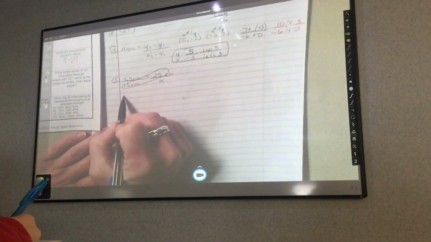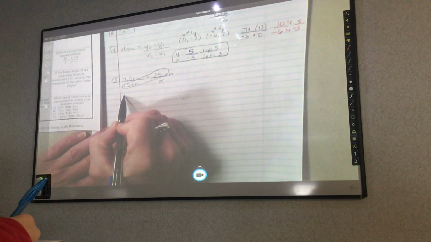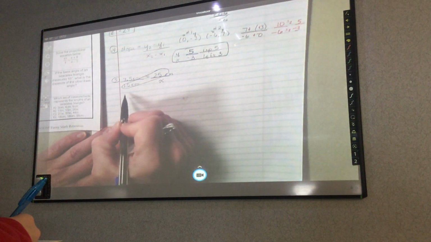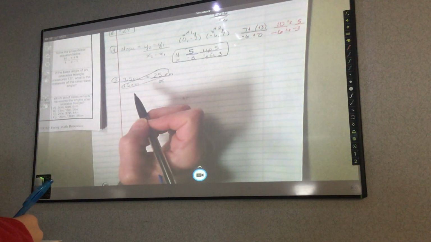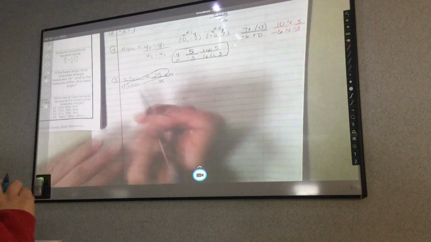So you need to show your work. I cannot just have answers. So if you're not showing your work, you're doing it right now in pen so I can see every single step. Yes, Blake? 25 meters, not centimeters. Oh, thank you.